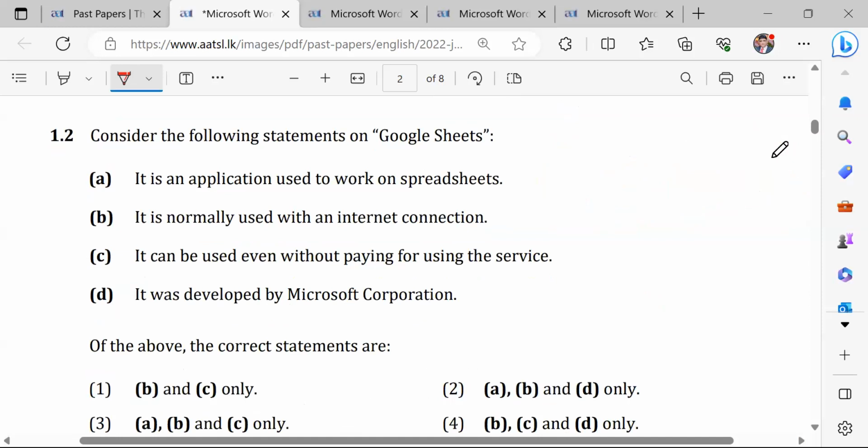Google Sheets. Google Sheets is an alternative for Excel, right? Microsoft Excel. That is coming from Google Business, Google Apps, right? That is an alternative for Microsoft Office 365.